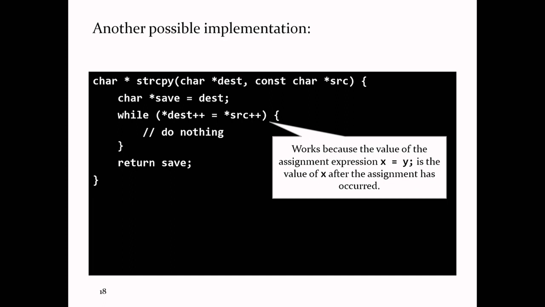Dereference source. Now I get the 0, and copy it into whatever dest points at. So that copies the null terminator in. What is the value of the expression? Well, it's x equals y, and I just copied a 0, so the value of the expression is 0. 0 is false in C, so the loop stops. But dest and source both get incremented, because you're using the post increment operator. So source actually goes to here, and dest actually goes to here.